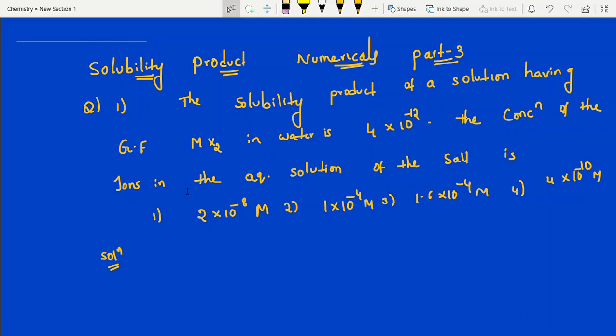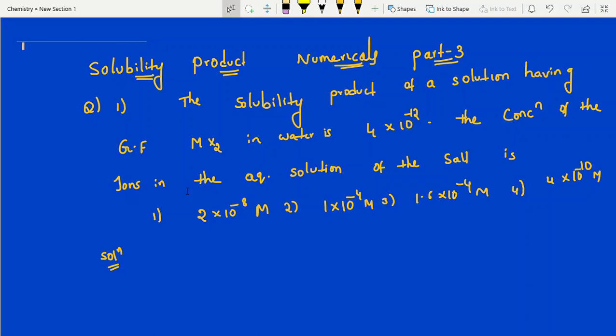Previous year numerical part, 4 different models I have taken. And one question I am giving, a test yourself question, so you can try yourself. If you are getting the answer, comment to me. Else I will explain; I'll give the solution in the next video.